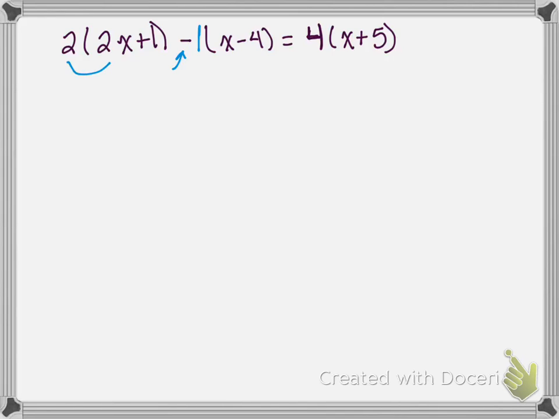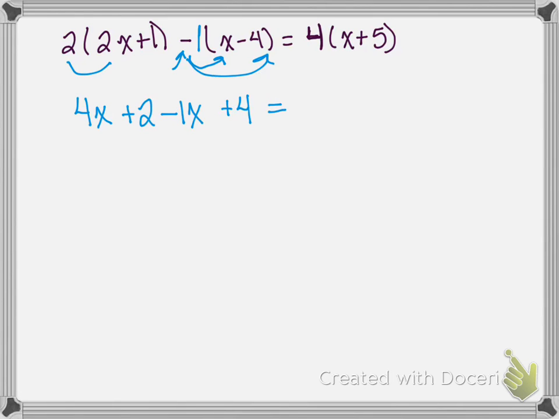So I'm going to start distributing my 2. So I have 2 times 2x. Okay, 2 times 2x, that's 4x. 2 times 1 is 2. Now, I am distributing my -1. So -1 times x is -1x. Students typically get that right. It's the -1 times the -4. What's -1 times -4? Positive 4.